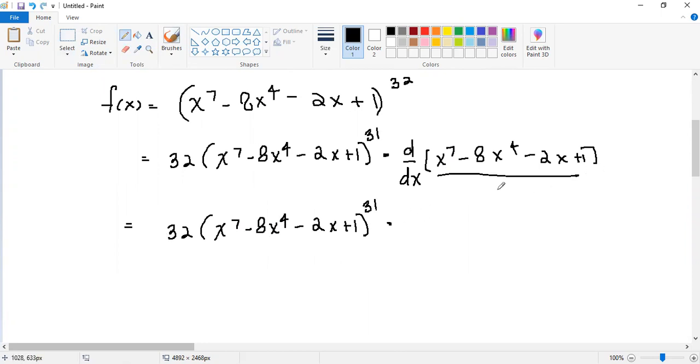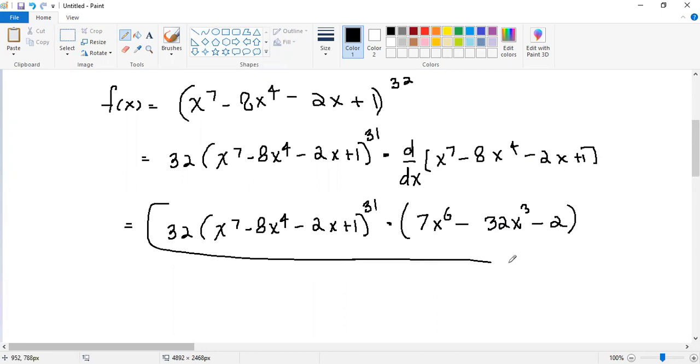So the derivative of this is 7x to the sixth, right? Power rule. 7x to the sixth minus 8 times 4 is 32, x to the fourth, x to the third, minus 2. And then this goes to 0. So this would be your answer for this one.